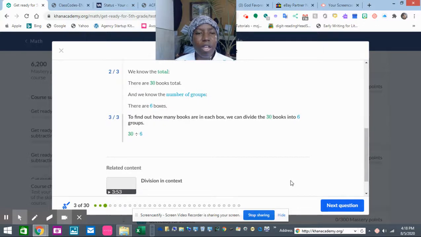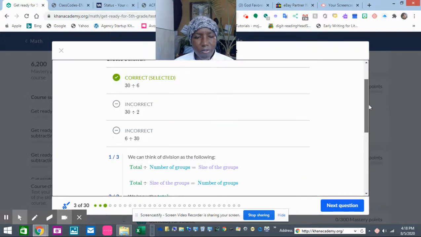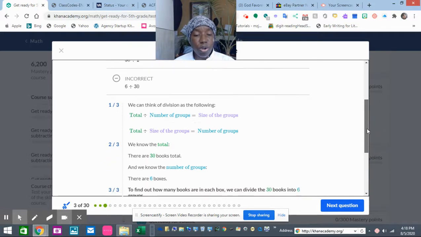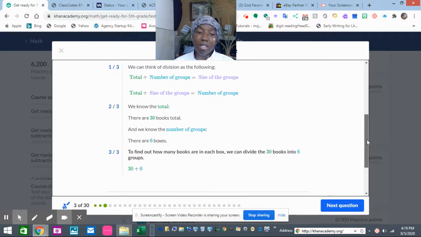Okay, we have the total. Okay, we can think of division as the following. The total divided by the number of groups equals the size of the groups, or the total divided by the size of the groups equals the number of groups. We know the total, there are 30 books total, and we know the number of groups, there are 6 boxes. To find out how many books are in each box, we can divide the 30 books into 6 groups.